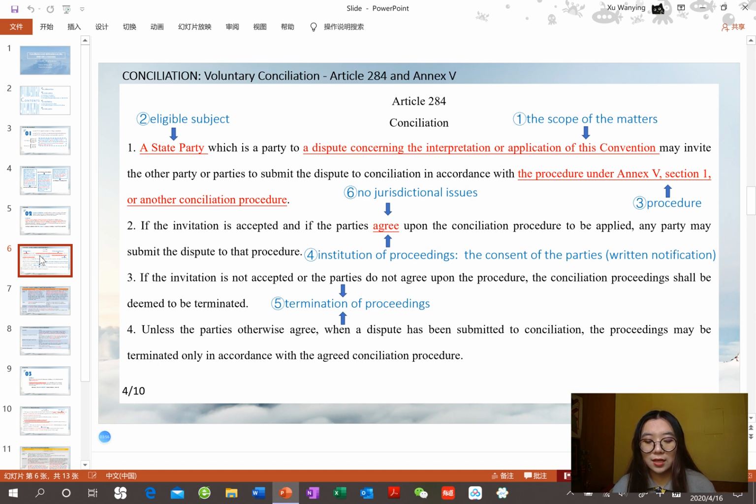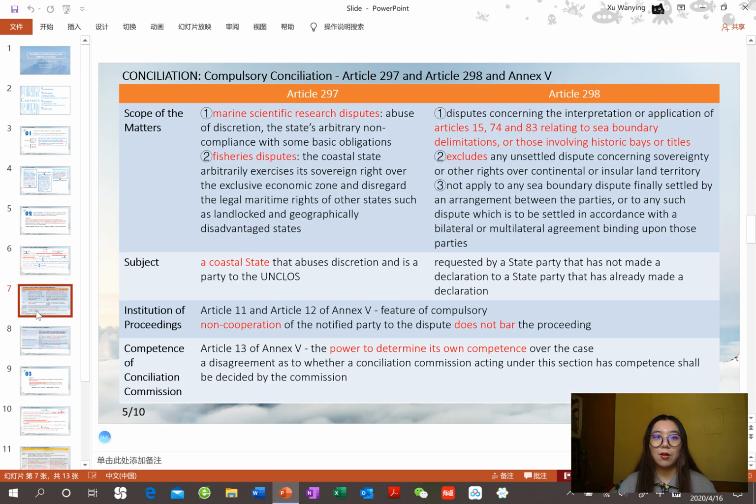In short, the application of voluntary conciliation is not necessarily subject to the procedures provided in Annex 5. Rather, they can freely modify or choose their own procedures as long as they agree. Voluntary conciliation is the strong operational encouragement by the Convention for parties to take the initiative to resolve disputes. Next, the provisions of compulsory conciliation are provided in Article 297, Article 298, and Annex 5.